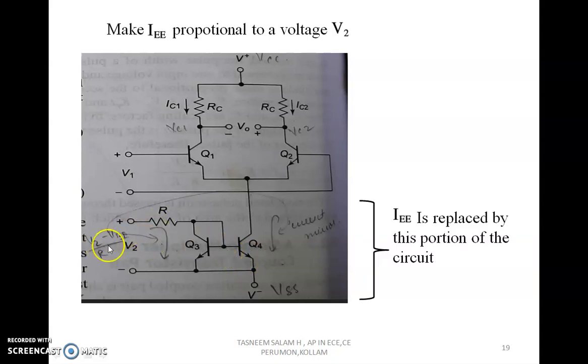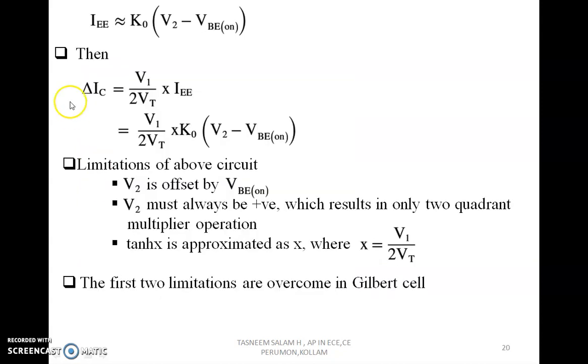V2 minus VBE by R will be the current in this branch. The current in this branch will be similar to that of this branch. Therefore, we can write IEE is equal to V2 minus VBE by R. So we have got the IEE in terms of V2. Therefore, we can write delta IC is equal to V1 by 2 Vt into IEE, and we have replaced this IEE in terms of V2, that is K0 into V2 minus VBE on.